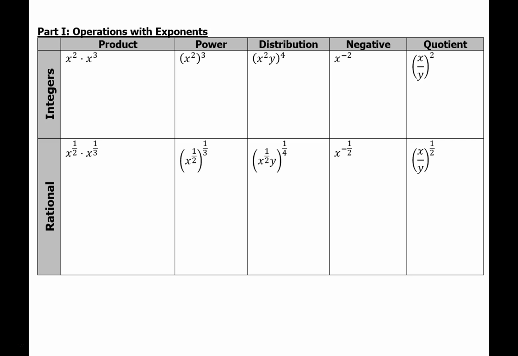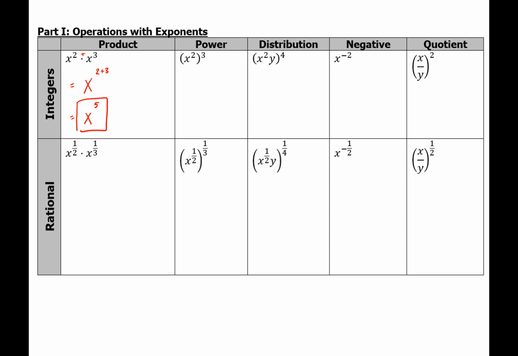Okay, so first, in Algebra 1, you learned that if you had two bases that were the same, that were being multiplied together, that you could add together the exponents. So if you had x squared times x to the third, that was the same as x to the 2 plus 3 power. And so you could simplify it and say that that is x to the 5th power.